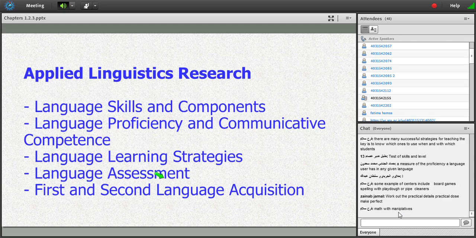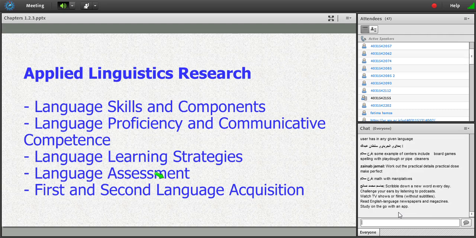Yeah, that's right. Different games can be used in order to see whether they can influence the results of the students' test. Yeah, to see whether practice makes perfect or not. Good points. Thank you. So another area of research is related to first and second language acquisition.